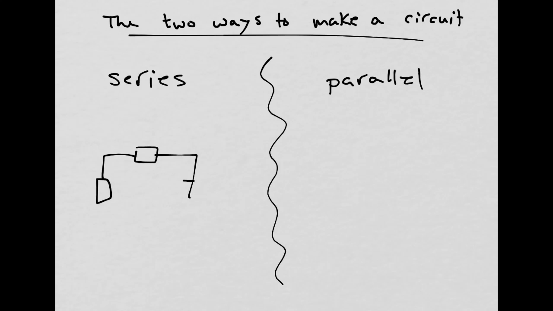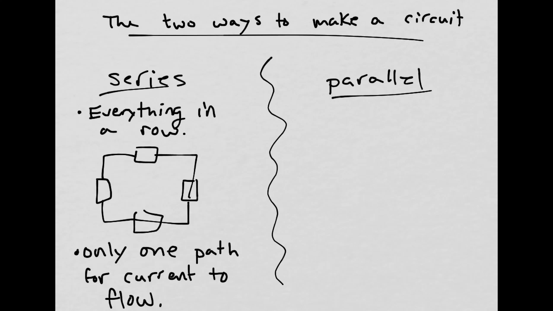So these could be resistors or whatever. But there's only one path for current to follow. So here, if current was flowing through this, it has to go through each one of these, whatever they are, resistors or switches or whatever. There's only one single path for current to flow.